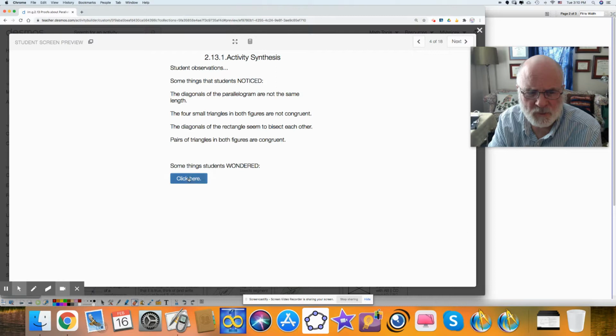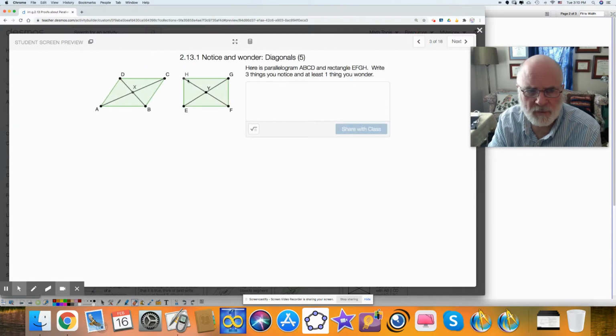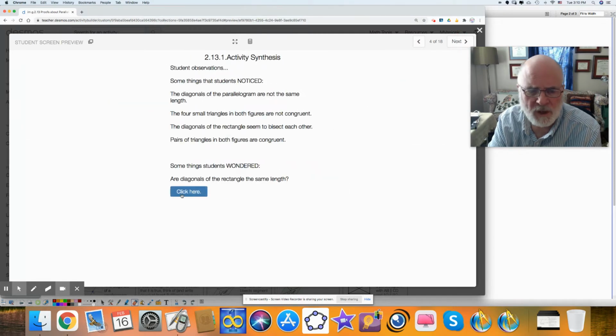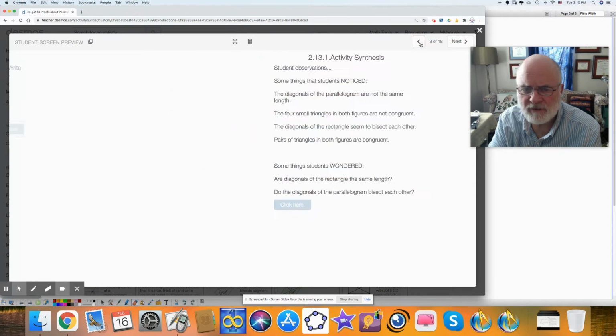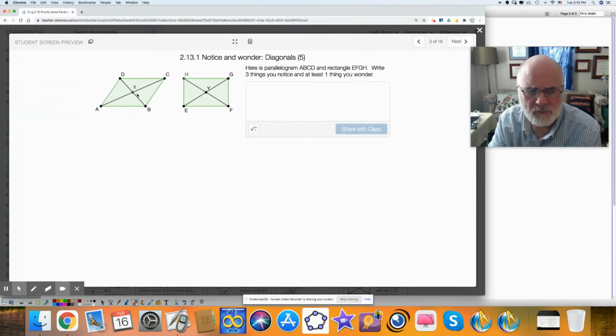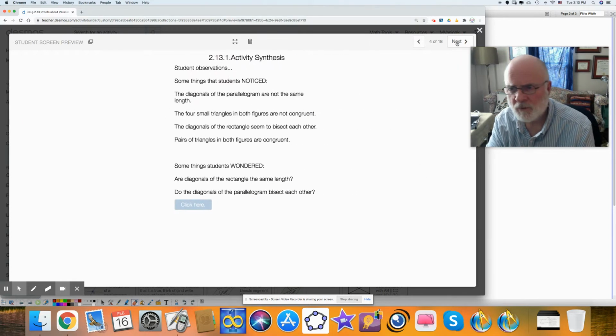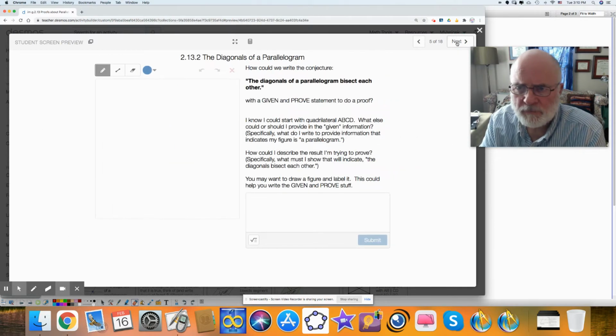We can also say some things students wondered. I wonder if the diagonals of the rectangle are the same length. I wonder if these two are the same length. The other thing a student wondered was, do the diagonals of the parallelogram bisect each other? So does DB cut AC into two equal parts, AX and CX? Does AC cut DB into two equal parts? Does it bisect, cut into two parts that are congruent? Those are good things to wonder.